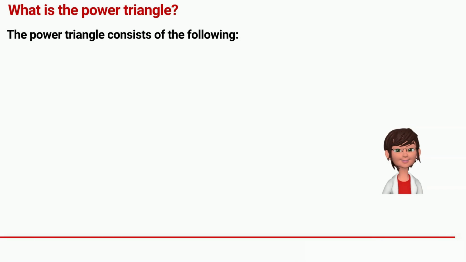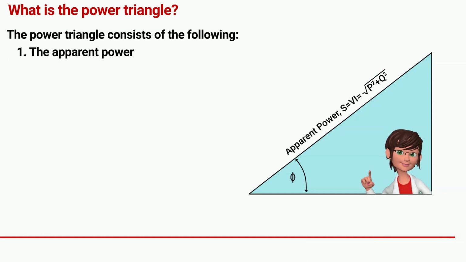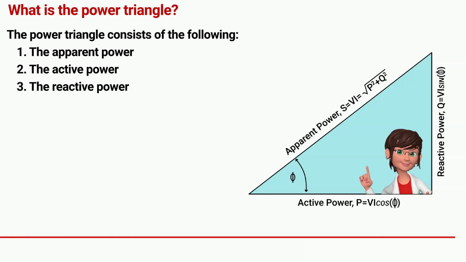So what is the power triangle? The power triangle describes the complete picture for AC power. The apparent power is what you think you are getting. The active power is what you are actually getting. The reactive power is not used, but it does get returned to the power grid at a loss.